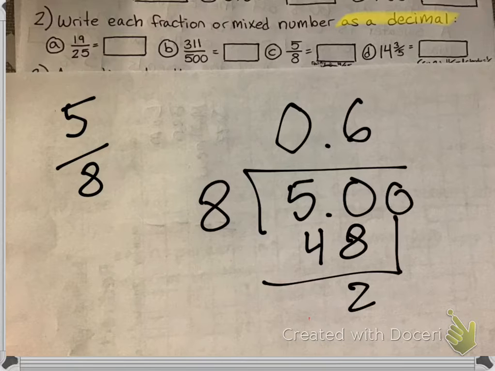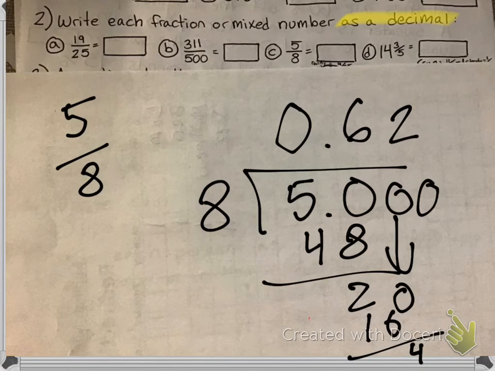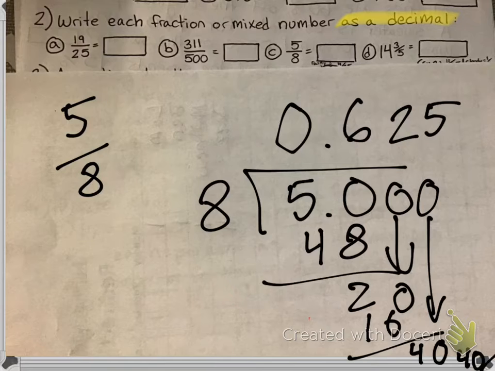We bring down our next 0. How many times does 8 go into 20? Who can tell me, Romario? 2 times. And that's 16. We have 4. We bring down our last 0. Emerson, how many times does 8 go into 40? 5 times. And it is exactly 40. So there we are, done. And look, we're already in decimal form. So we get 0.625 or 625 thousandths.